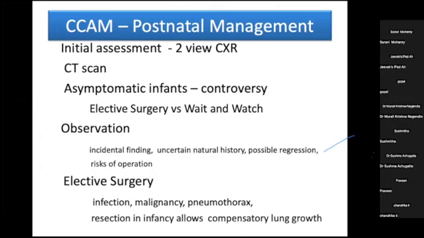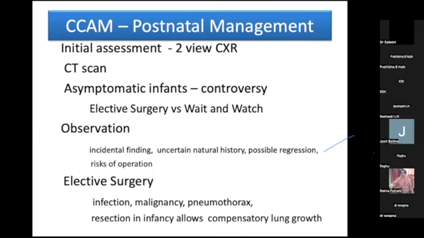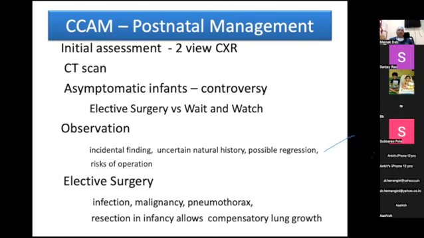Now, the most emotive factor which the elective surgery group puts forward is the risk of malignancy.